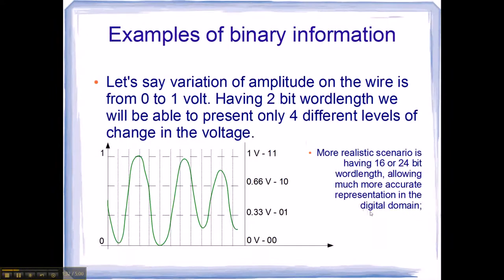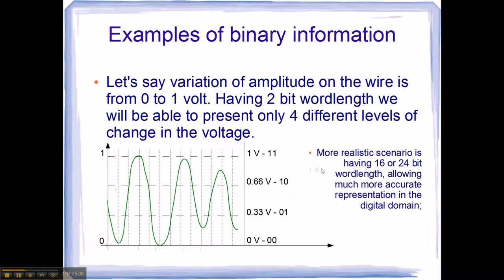Here, let's say we have an audio signal that varies from 0 to 1 volt. That's for simplicity, it's not a really realistic scenario. But we have a 2-bit word length, and with only 2 bits we can represent only 4 levels of this change in the voltage. You can see here, from the lowest 0 to 0.33, 0.66, and to 1 volt, and it would be the combination of 00, 01, 10, 11.